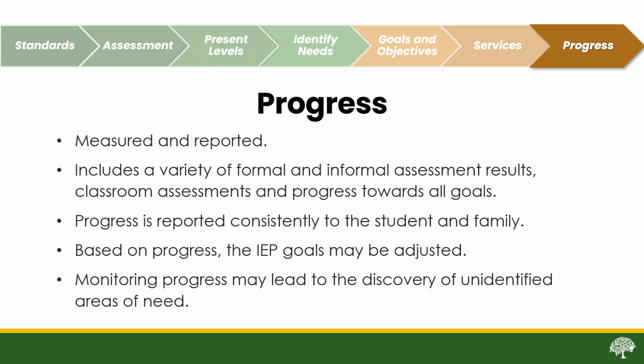Progress monitoring is a required component of the IEP and must be measured and reported. It can include a variety of formal and informal assessment results, but must always align with the skills outlined in the student's goals. Progress is reported consistently to the student and family at a rate determined by the student's IEP, but must occur at least as frequently as general education students receive progress reporting. Progress monitoring also might lead to adjusting IEP goals, or it can lead to the discovery of unidentified areas of need. And when this happens, new assessment may be warranted, which requires revisiting the thread of educational benefit.